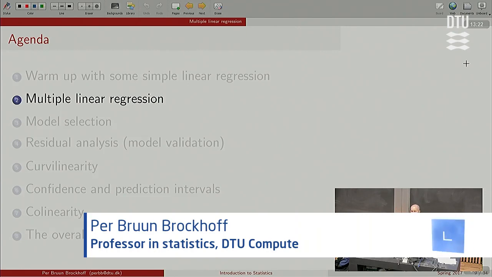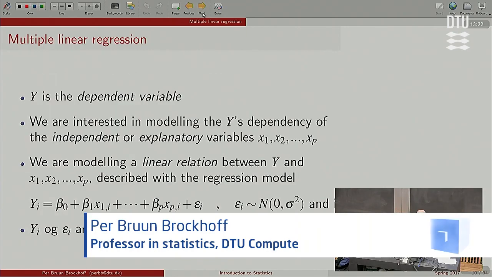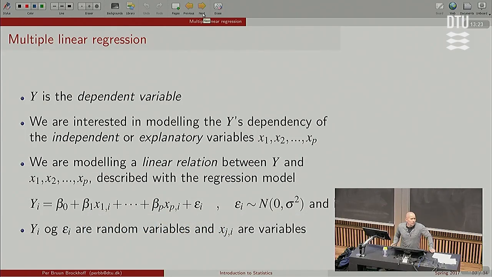Multiple linear regression. In a way, it's just like we did last week, but now there's more than one x. Apart from that, everything is the same. The function is the same. The way we interpret it is almost the same. But let's spend a little time anyway.